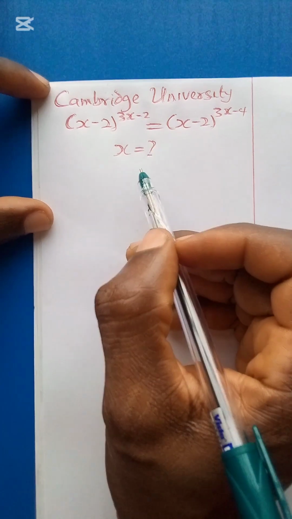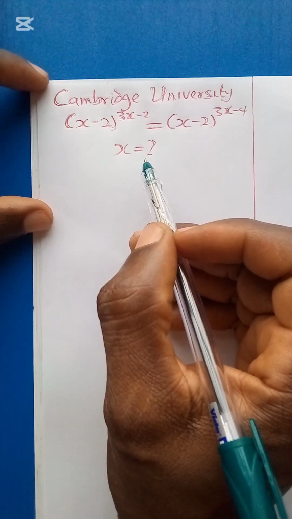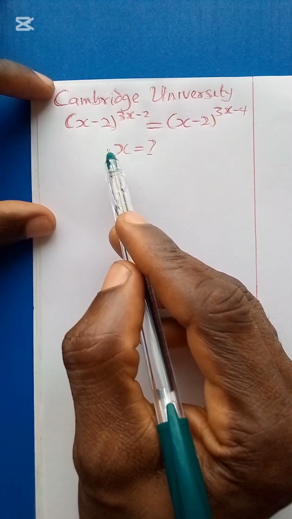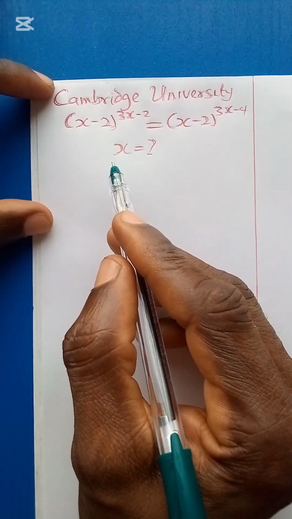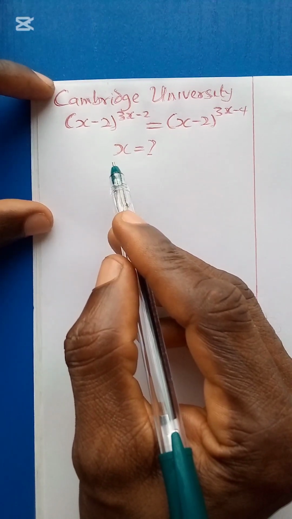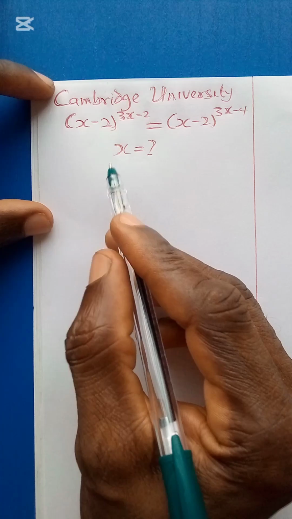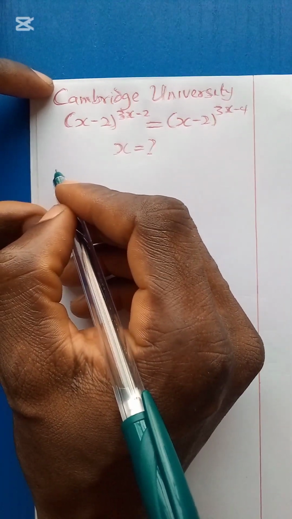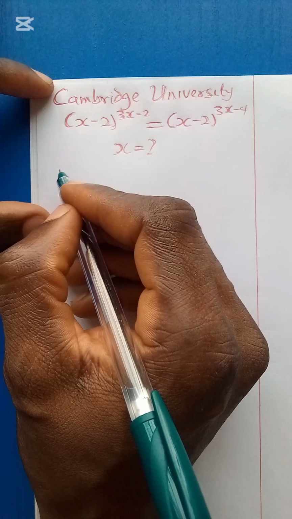Many people find this problem very difficult to solve, but they forget that this is an exponential equation, and so they should apply some properties of indices. What properties are we going to apply? This video will show us a step-by-step approach to this problem.